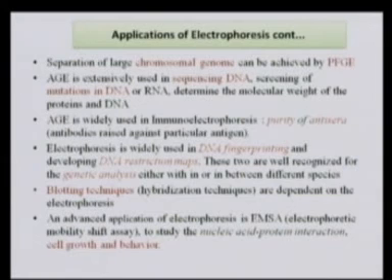Similarly, in addition to PAGE, SDS PAGE and agarose electrophoresis, we have another variation called PFGE, pulse field gel electrophoresis, which is useful for the separation of chromosomes, genomes and in sequencing studies. In addition, these electrophoresis techniques can be used for DNA fingerprinting and DNA restriction map development, which enables genetic analysis. Similarly, electrophoresis is a major technique which plays a crucial role in blotting techniques.